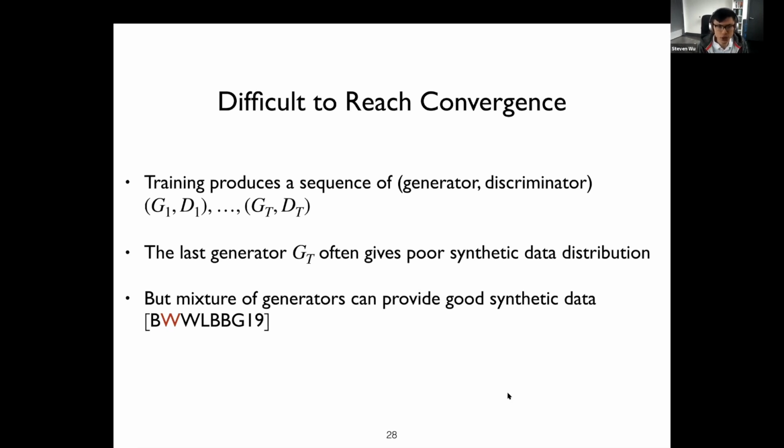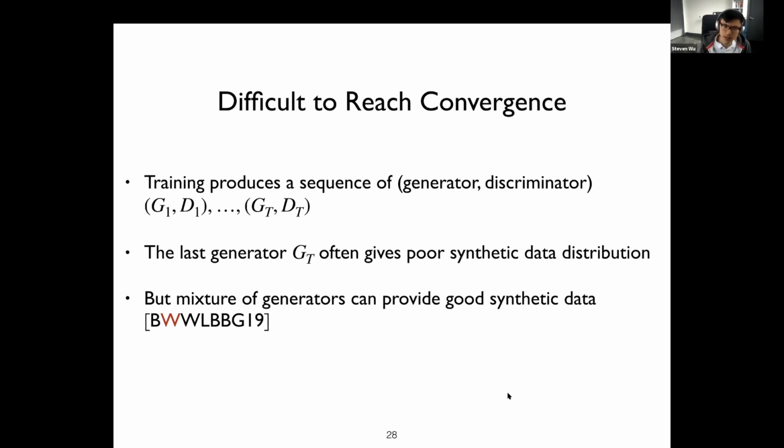So one thing we notice is that if you give me any DP GAN training algorithm, it's actually producing a sequence of generators and discriminators over time. And the entire sequence of generators and discriminators actually satisfies differential privacy. Just the entire trajectory, not just the last one.